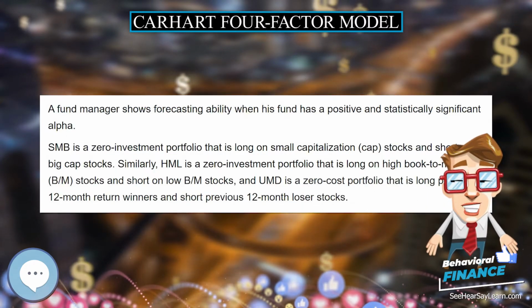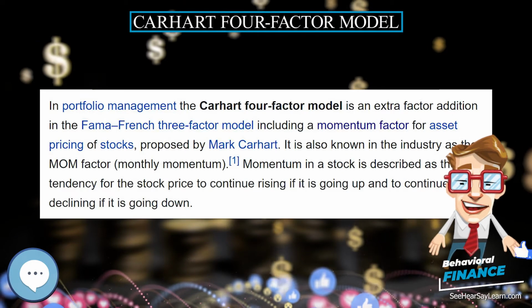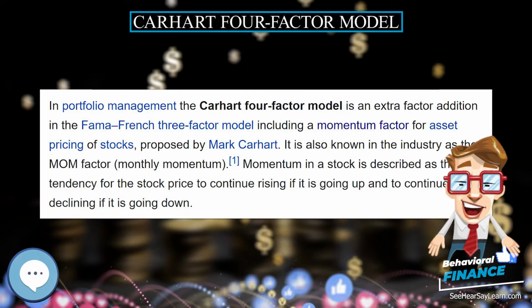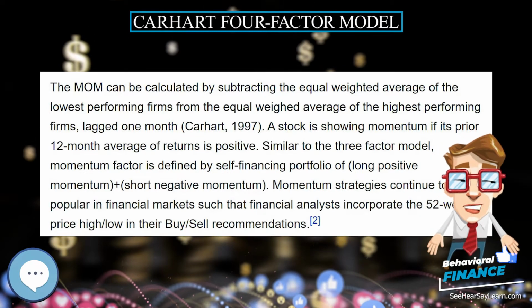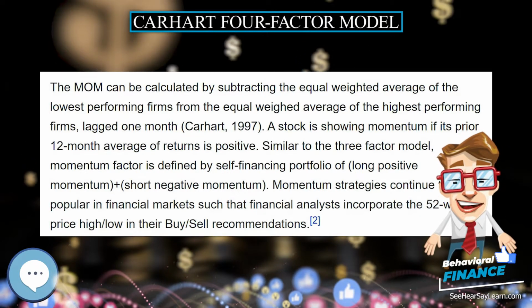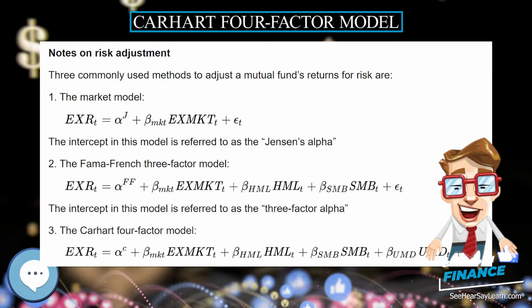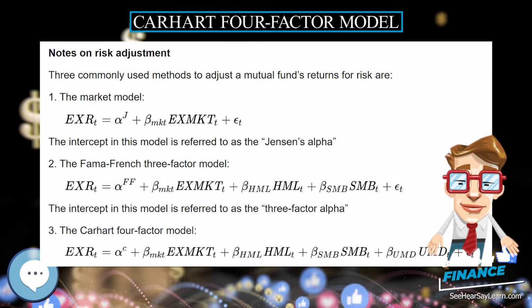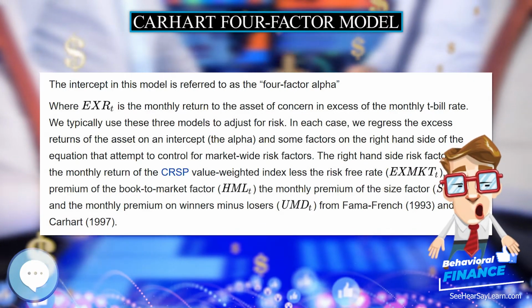Momentum in a stock is described as the tendency for the stock price to continue rising if it is going up and to continue declining if it is going down. The MOM can be calculated by subtracting the equal weighted average of the lowest performing firms from the equal weighted average of the highest performing firms, lagged 1 month (Carhart, 1997). A stock is showing momentum if its prior 12-month average of returns is positive.